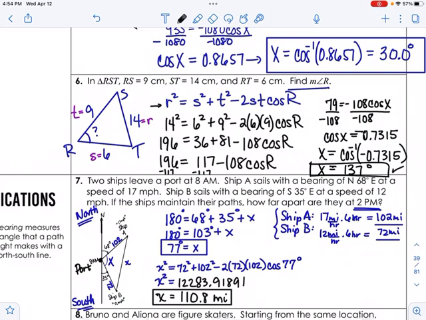So you have to get your bearings, so to speak, that north goes straight up, south goes down, right? So there's the north and south of it. So it says that both of them leave the port at 8 a.m. Ship A sails with a bearing of 68 degrees east.